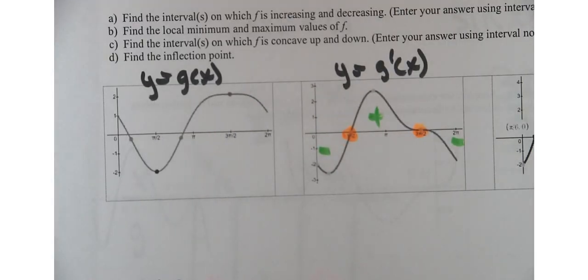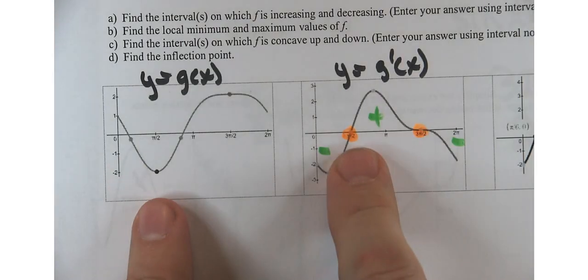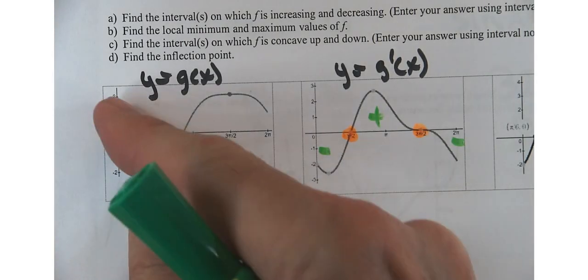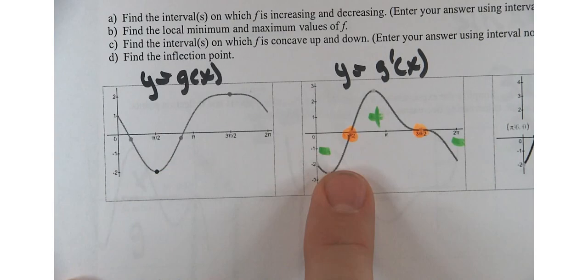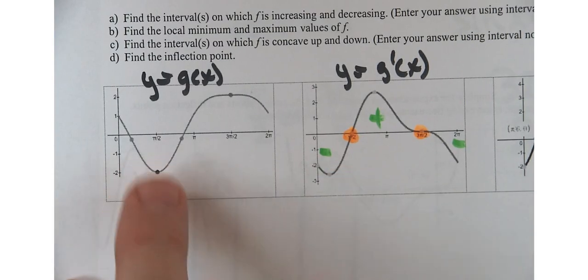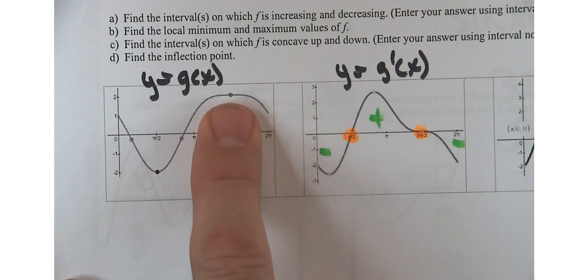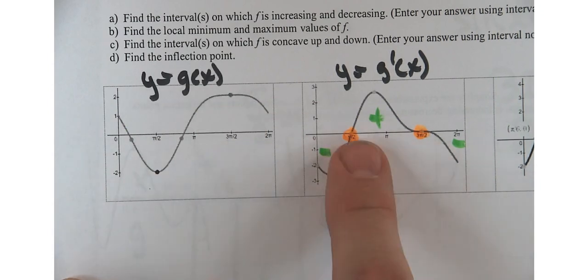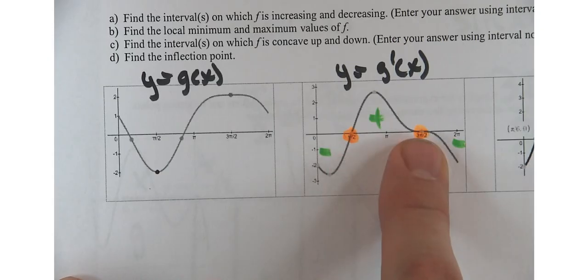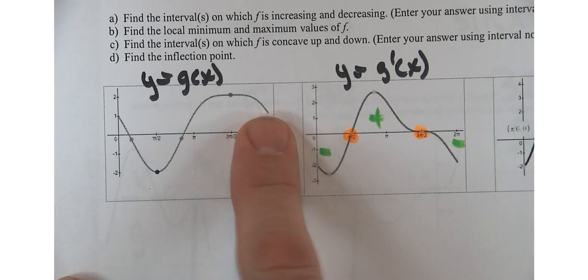Well, yeah. Because until we get to this point, the function is decreasing. And we see that with the derivative. The derivative is negative until we get to pi over 2. Then the function starts increasing until we get to 3 pi over 2. So the derivative is positive in that interval. And then the function starts decreasing again. So that perfectly matches this.